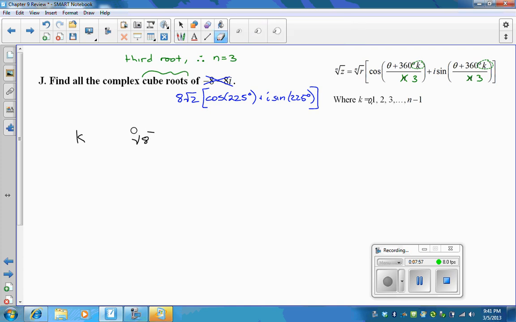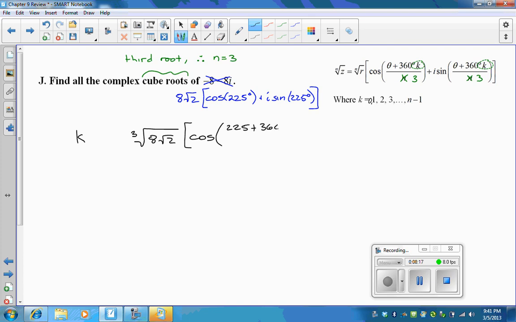So this is the third root of 8 square root 2 times the cosine of my angle, which is 225 plus 360 times k, and we'll plug in different values for k, all divided by 3, plus i times the sine of that same angle, 225 plus 360k, all divided by 3.